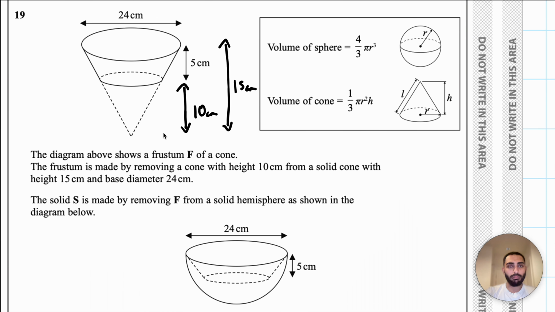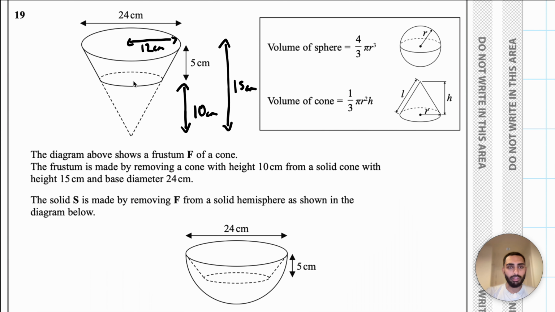Let's first concentrate on finding the volume of this frustum. So we've got the diameter of that larger cone. We'll find the radius of it because all of these formulas are using radius. 24 divided by 2 because the radius is half of the diameter. 24 divided by 2 would give me 12. So that length is 12.